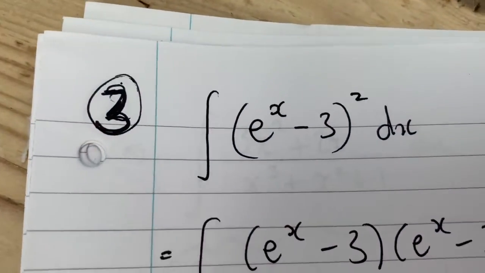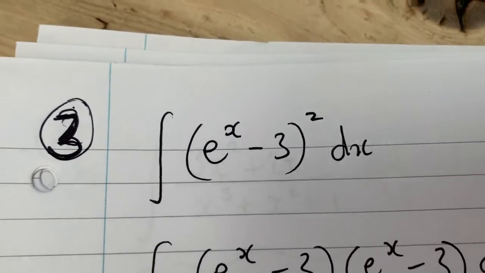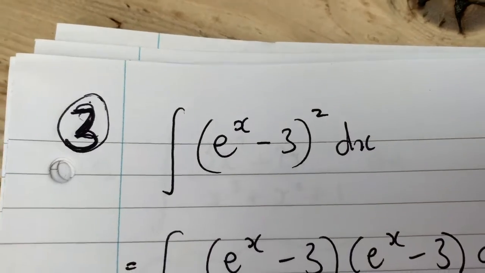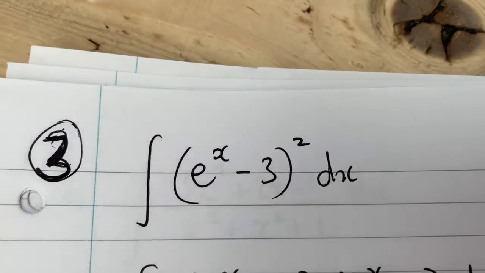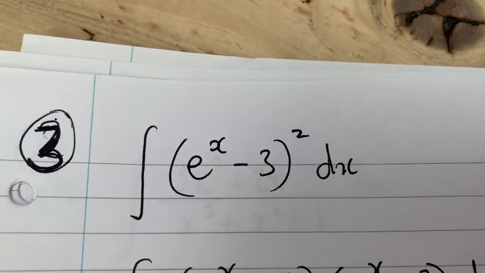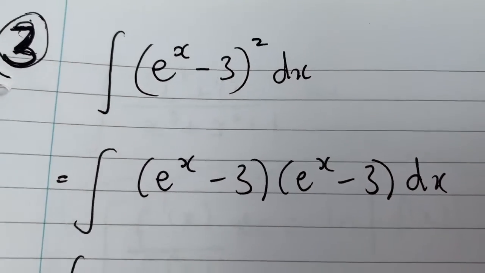Right, type 3. This looks like it could be reverse chain rule, where you can raise the power by 1 and divide by the new power. But the problem is the function inside the bracket is not linear. e to the x is a classic curve shape, so you cannot use reverse chain rule here. And the only thing that you can possibly do is expand those brackets.